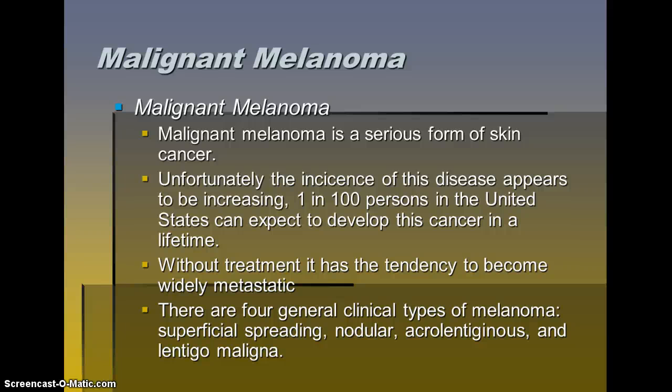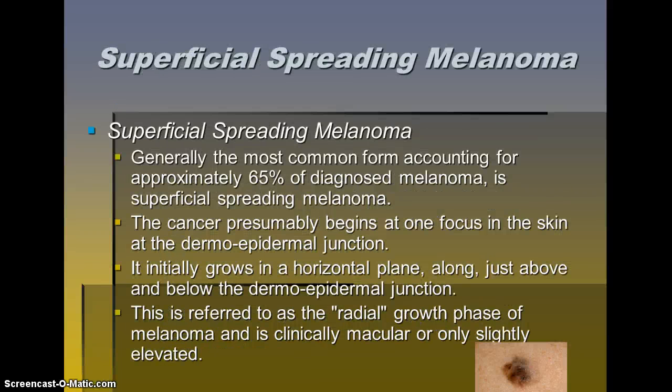There are 4 clinical types of melanoma. There's superficial spreading, nodular, acral lentiginous, and lentigo maligna. Let's look at these. So superficial spreading is generally the most common type, about 65% of them. It means that it's going to spread across the surface layers, flat across the surface area of the skin.